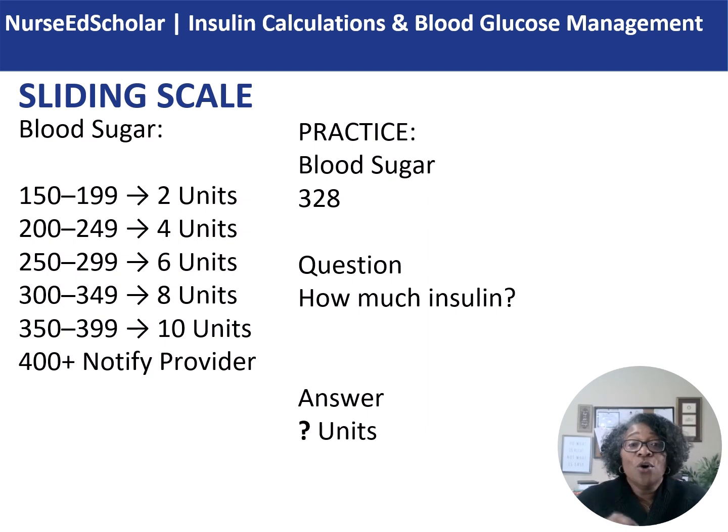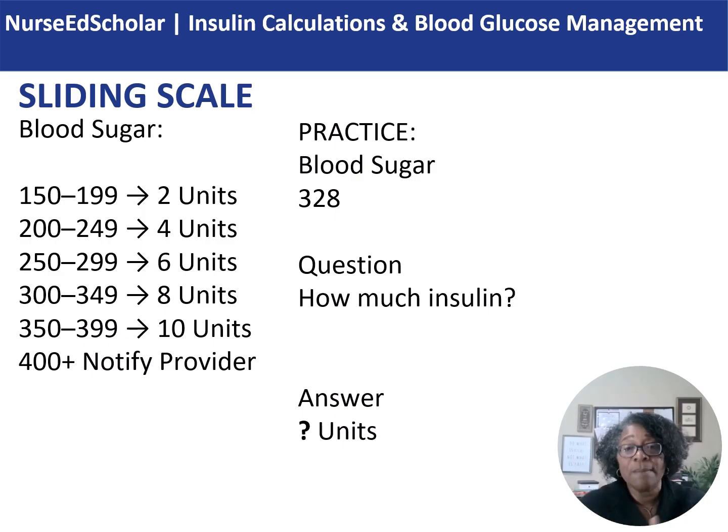Okay. So this is what I alluded to before, the sliding scale. So Mr. Rodriguez, his blood sugar is 328. You take his blood sugar multiple times during the day, and you're going to dose him based on how much insulin the scale says. So you'll have this sliding scale. Between 150 and 199 blood sugar, you would give 2 units. And then the next level, 4, and then you go up.